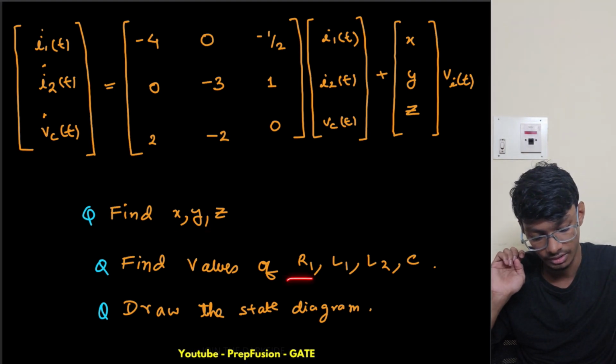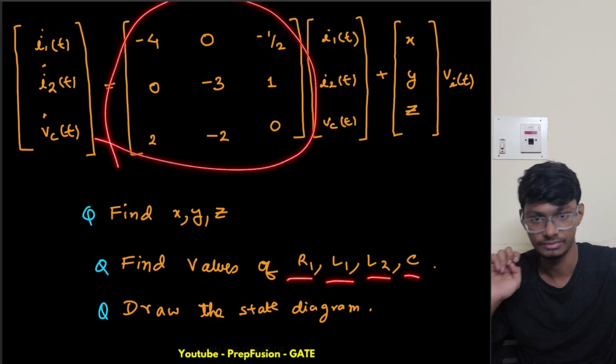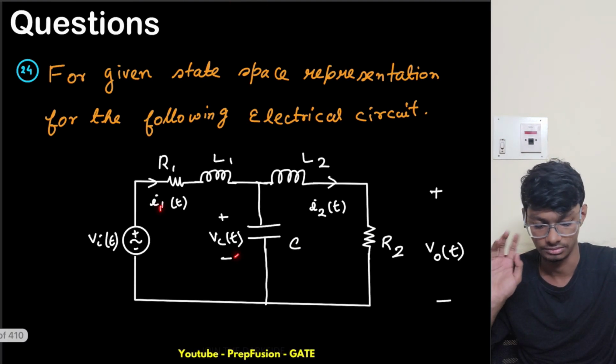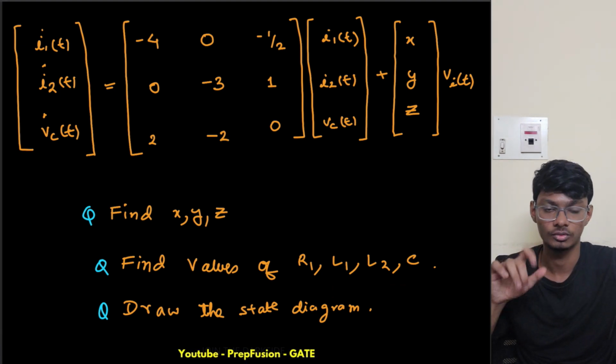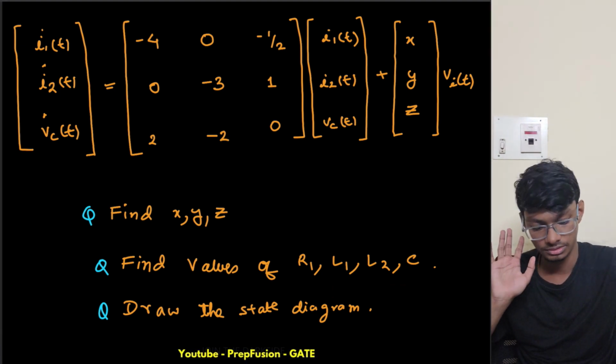Also find the values of R1, L1, L2 and C, because this A matrix, the system matrix, will come in terms of R1, L1, L2 and C. So you find the values. Also the final thing, if you aren't able to do it, that's fine. The final thing that you have to do is draw the state diagram.